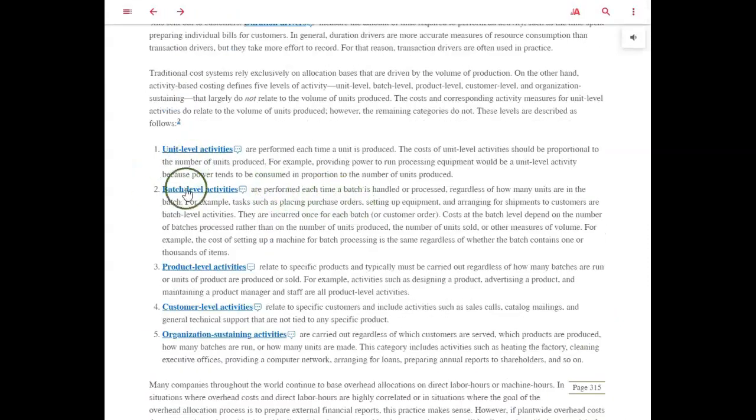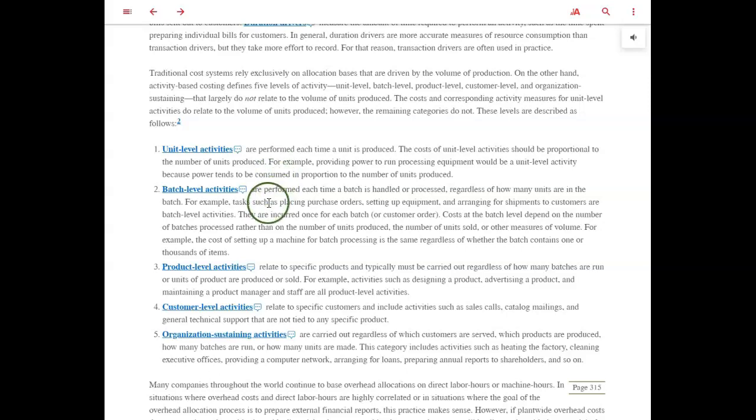We have these various levels of activities. And so it's very important to understand these as we go along. The most fundamental level is the unit level activity. This does relate to production. And so the more units we produce, probably, as the example shows here, the more power we consume, the more electricity or natural gas to run the machines or whatever. So these are overhead unit level cost for production.